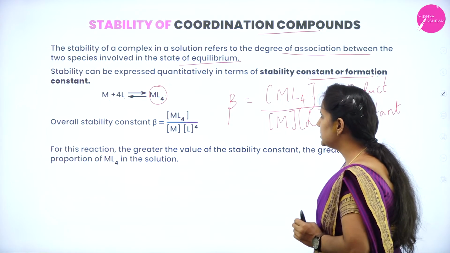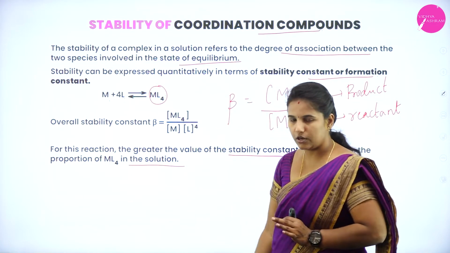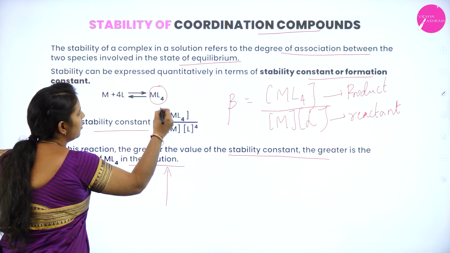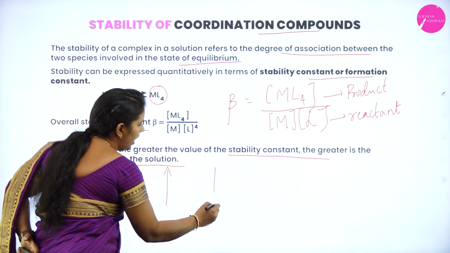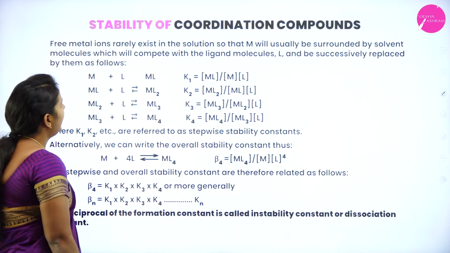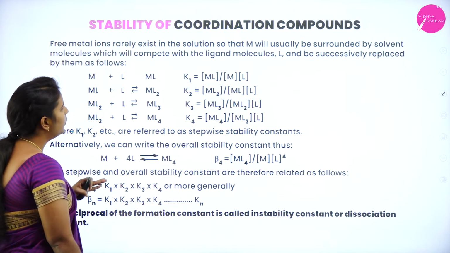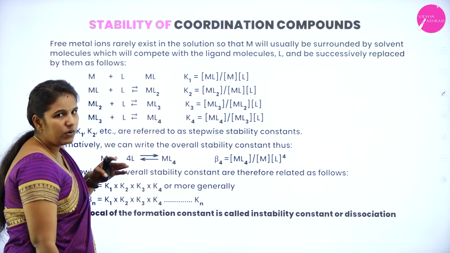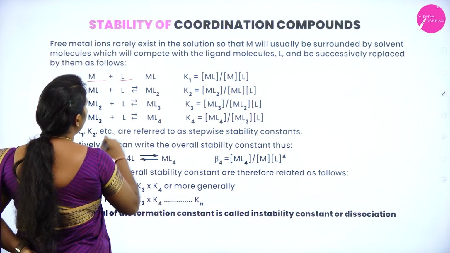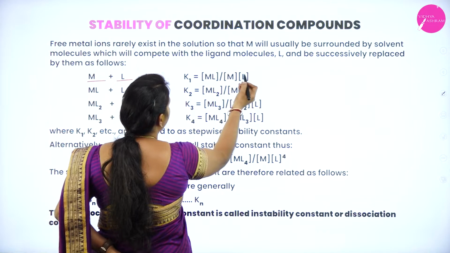For this reaction, the greater the value of the stability constant, the greater is the proportion of ML4 in the solution. Suppose your stability constant increases, it means there will be a greater formation of product in the solution. The free metal ions really exist in the solution, so the metal will usually be surrounded by solvent molecules, which compete with the ligand molecules and are successfully replaced with the formation. You can see here, when the metal reacts with the ligand, it forms a metal ligand complex, and the equation is written like this: ML divided by M into L. What does ML stand for here?